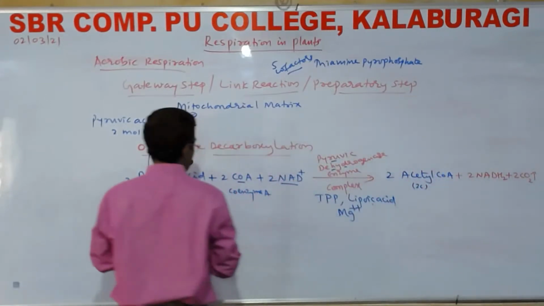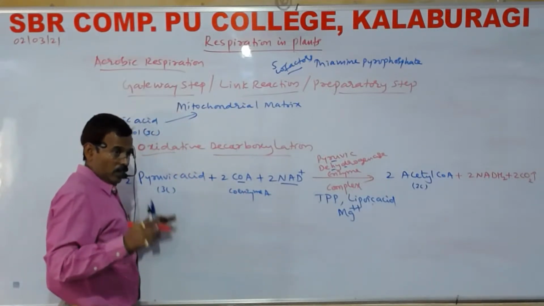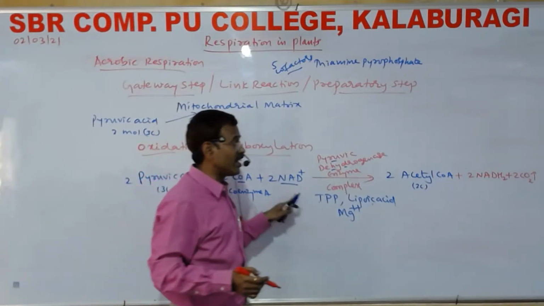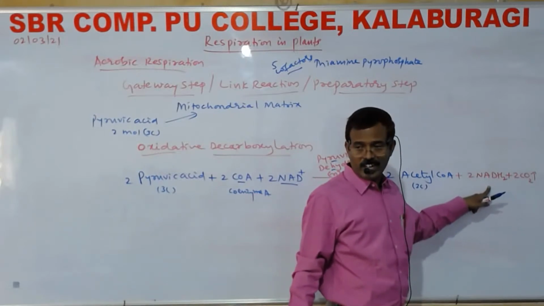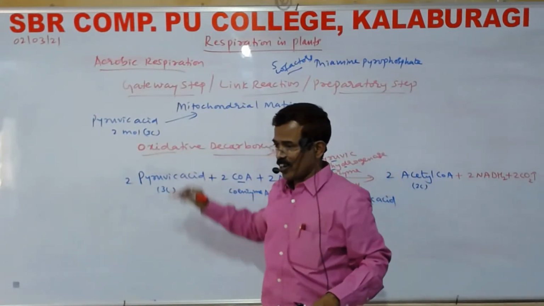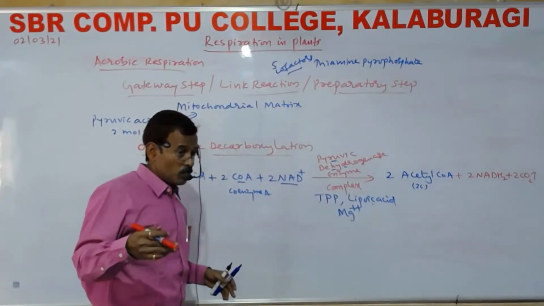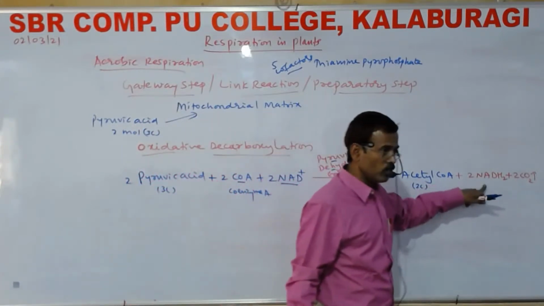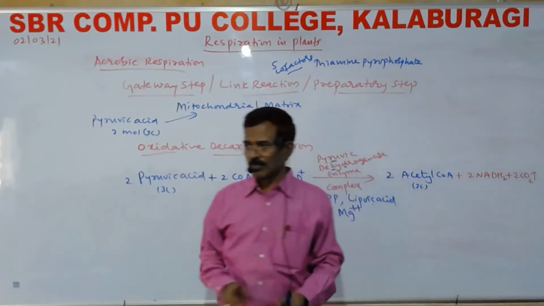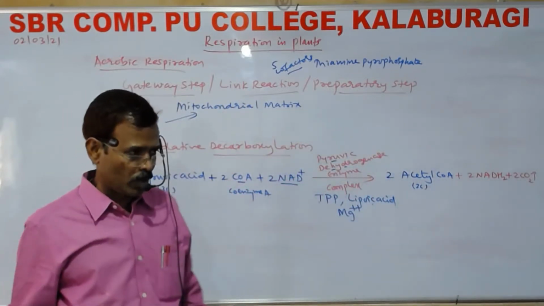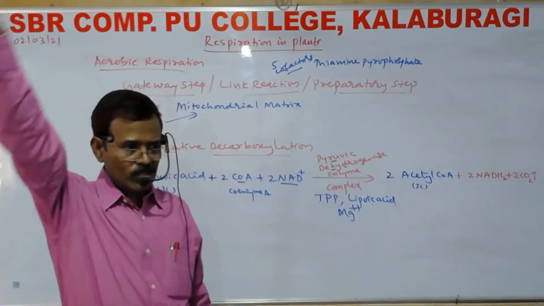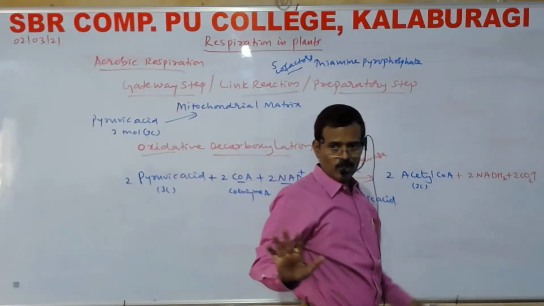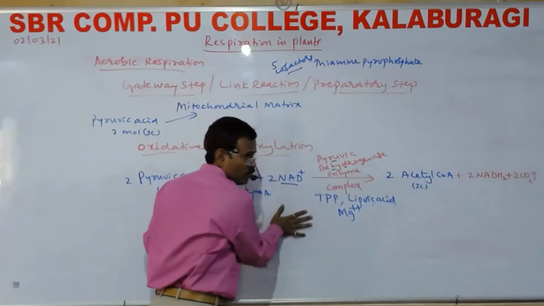Then oxidation means the removal of hydrogen, and those hydrogens are added to NAD plus, which gets reduced to NADH2. So NADH2 is produced due to the oxidation process. So in the preparatory step, 2 molecules of acetyl coenzyme A are produced, 2 carbon dioxide molecules are liberated, and 2 molecules of NADH2 are produced. So try to remember this is the preparatory step or link reaction.